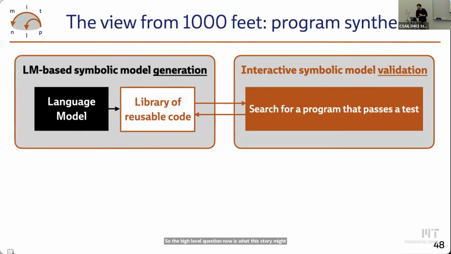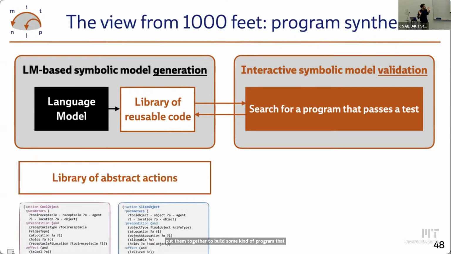If we think very abstractly about what we were doing in this first section of the talk, we might describe it as something like this. I have a language model that's generating a library of reusable code fragments. Here, these are symbolic action definitions. And then a search procedure that's trying to take all of those little symbolic code fragments that we wrote and put them together to build some kind of program that passes some kind of test. Before, the code fragments were these abstract actions that we defined. The search procedure was a planner that was trying to build a plan from these. And the validation procedure was basically whether the plans that we produced provided enough scaffolding for us to learn to solve these problems at the low level.